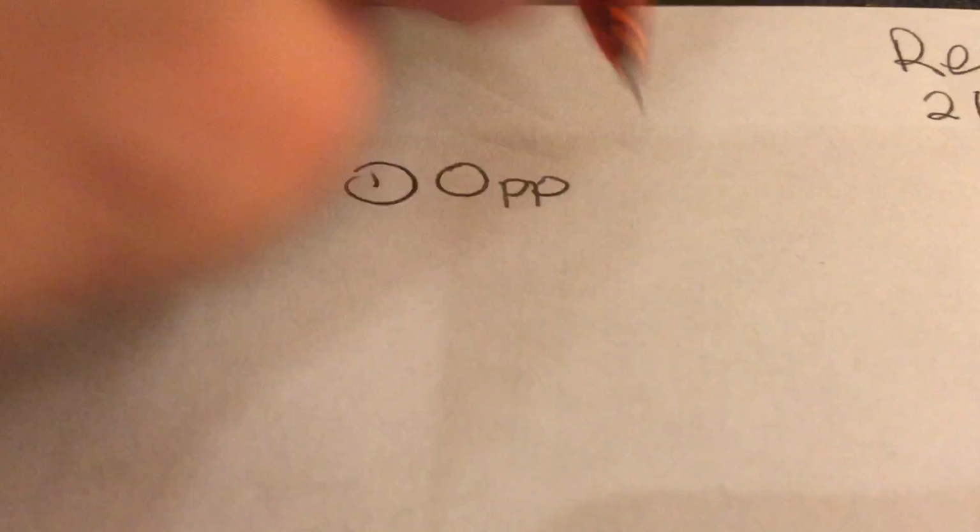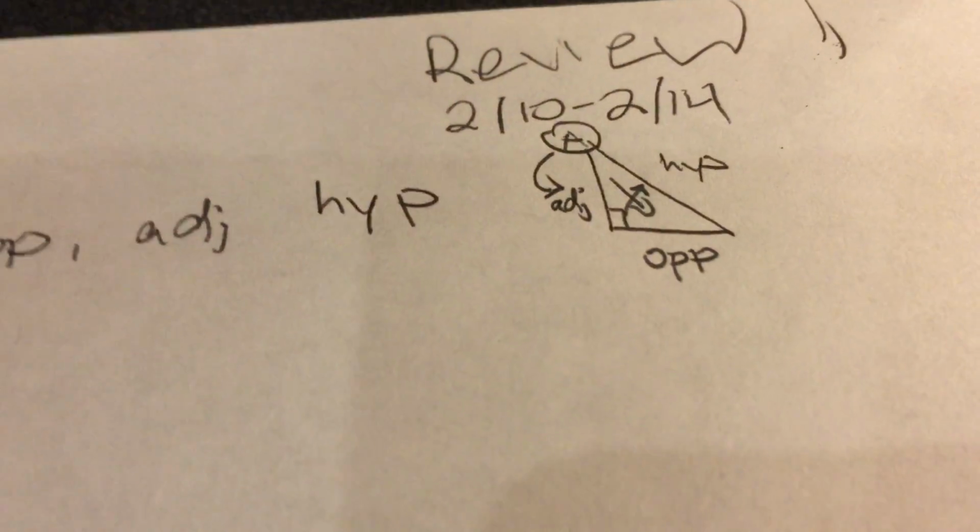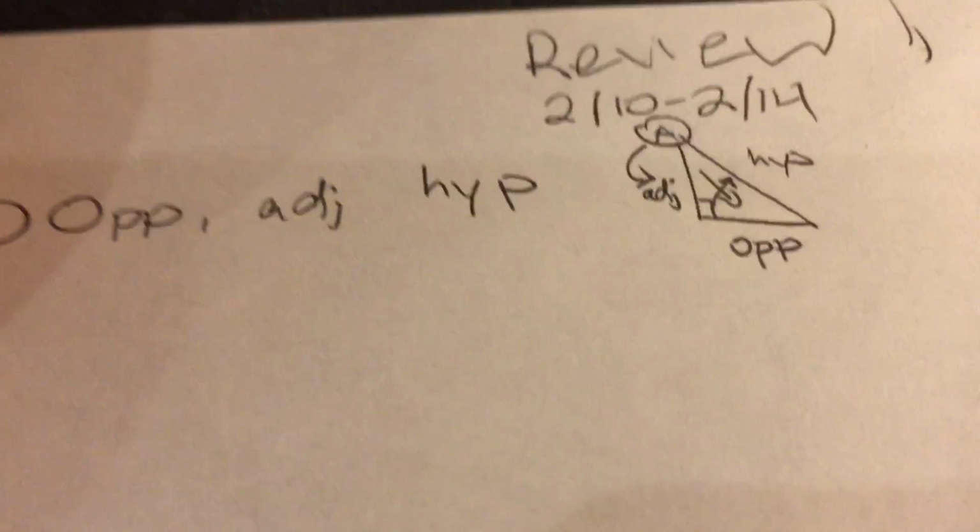Opposite, adjacent, and hypotenuse. It's the stuff we covered. So say from angle A, this would be the opposite. And this, since it's across from the right angle, that's the hypotenuse. And this is right next to the angle A, so that's the adjacent. Yay, we found out. Okay.